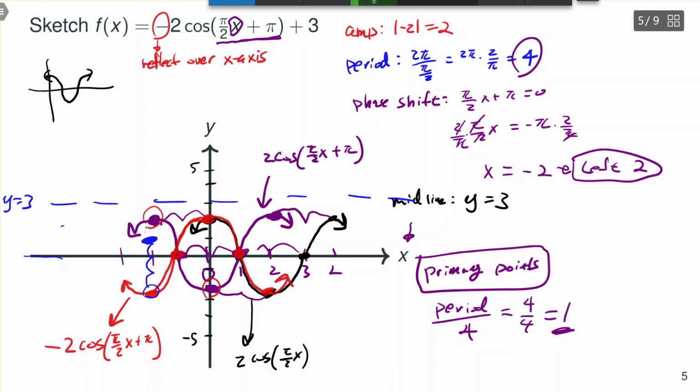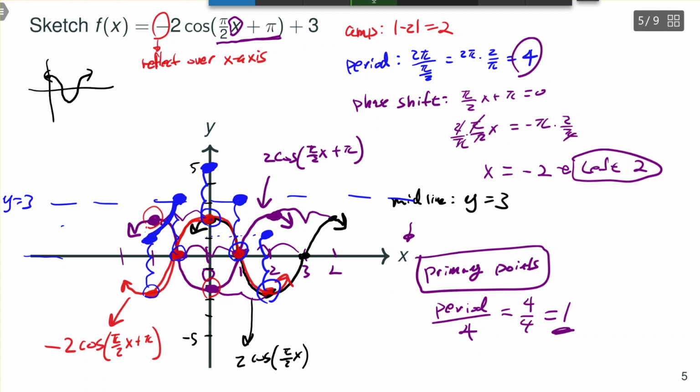Oh, sorry, let's do this one. This is 0, so if I go up 3, this should be at 3, right here. This one is at 2, so if I go up 3, it should be at 5. This one is at 0, so if I go up 3, it should be at 3, right on the midline. This one's at -2, so if I go up 3, it should be at 1. I'm talking about y values, right? So these 5 blue points are the final ones that we will connect to finish the graph.